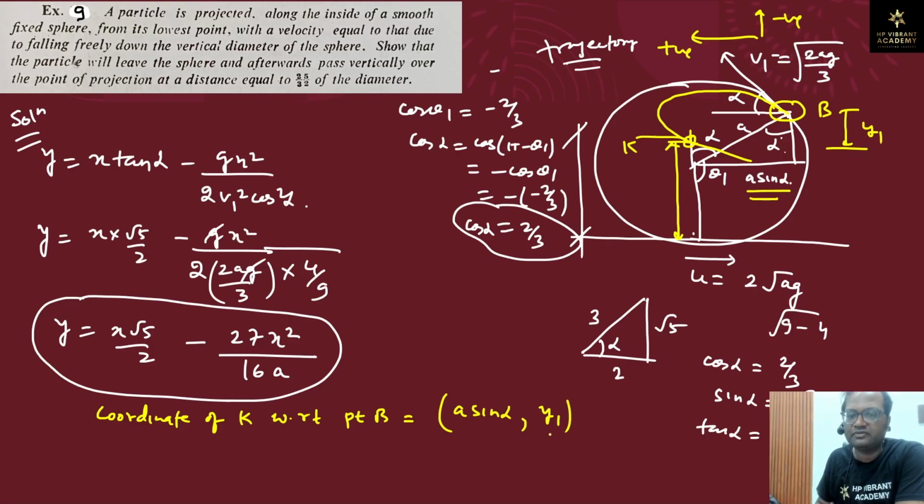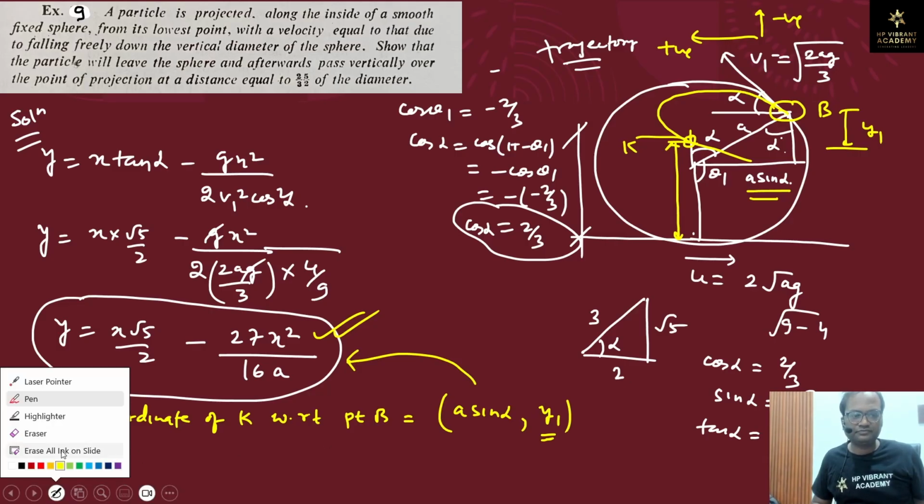So what we have to find? We have to find y1. y1 will be the distance of this point from point B. So let us find this. How will we find it? Since this point K is lying on the trajectory, the coordinates of point K will satisfy the equation of trajectory. So this is the equation of trajectory. If we put the value of a sine alpha in this expression, we will get y1. So let us put this.